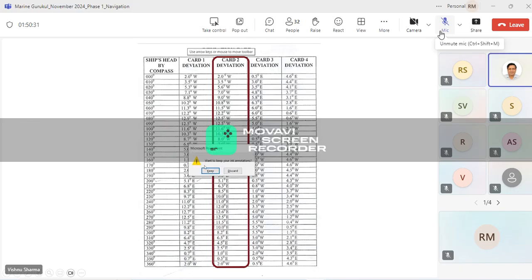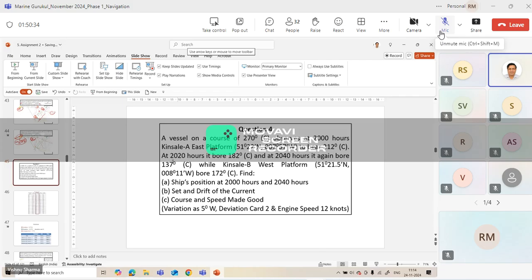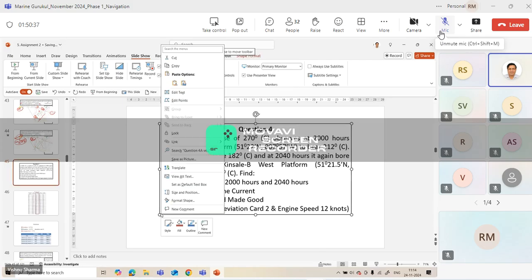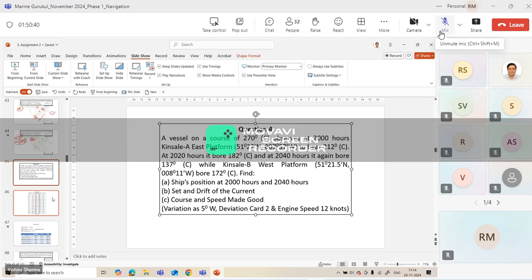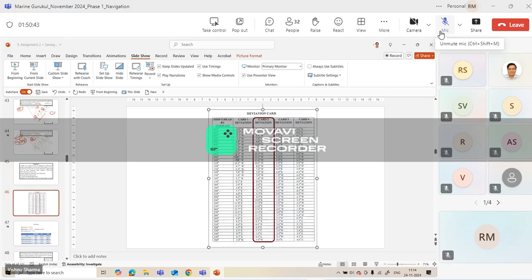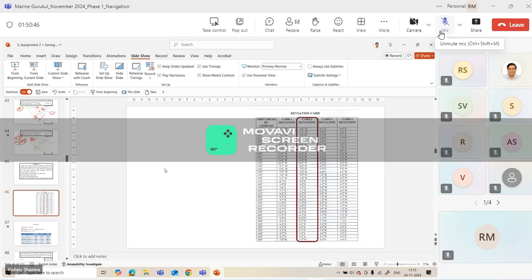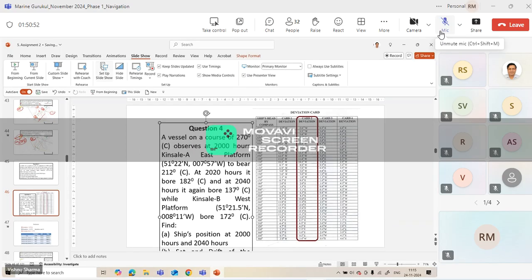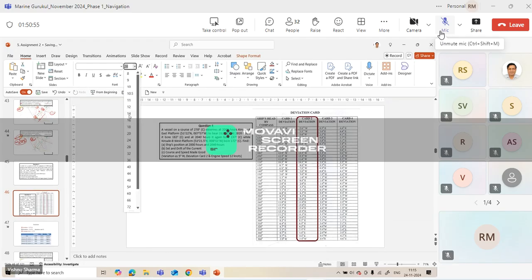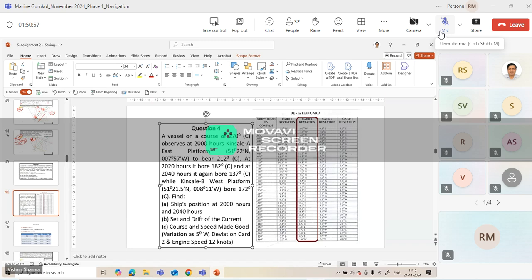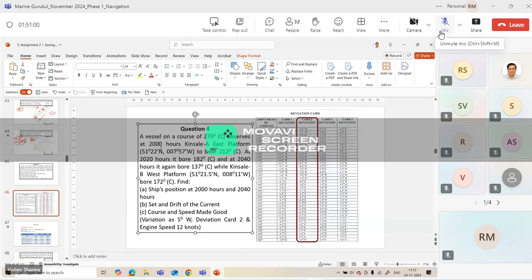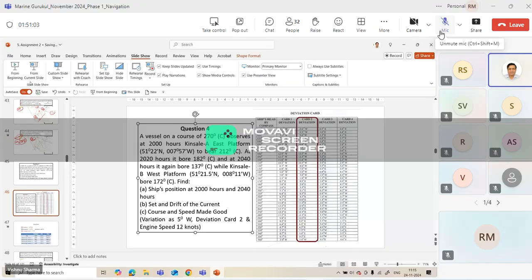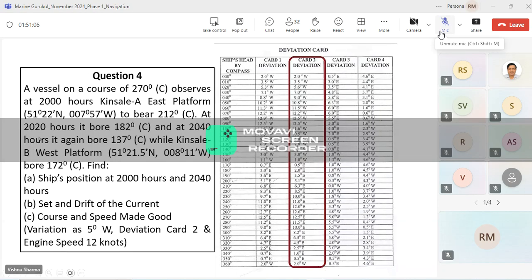Let me just have the question again here so that you are not struggling between the deviation card and the question. Okay, guys, here is the question and here is the deviation card in case you don't want to go to your phone. Can you please correct all the bearings and all the compasses to true?